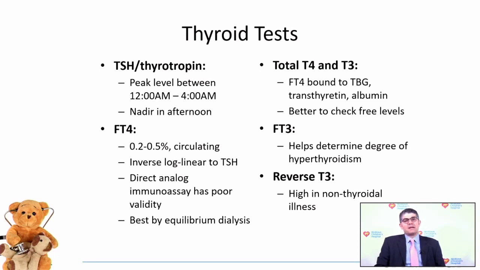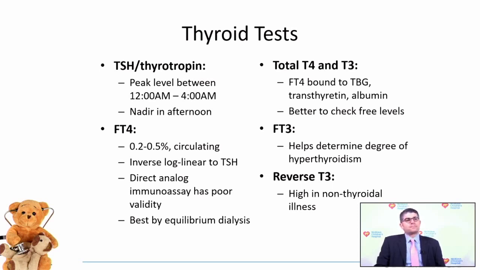TSH peaks early morning, and in the afternoon, the levels are far lower. The difference is 1 to 2 microinternational units per milliliter between early morning and evening. Then it's quite significant to keep that in mind.